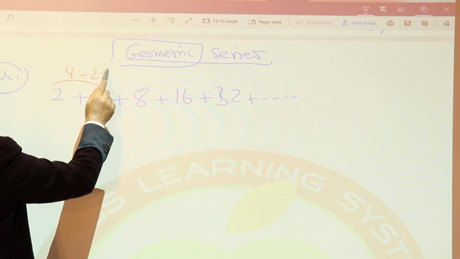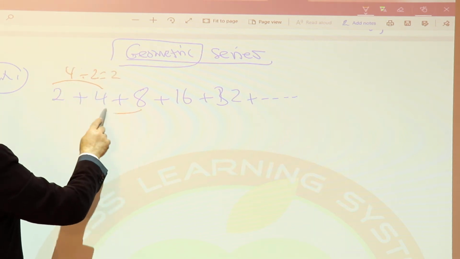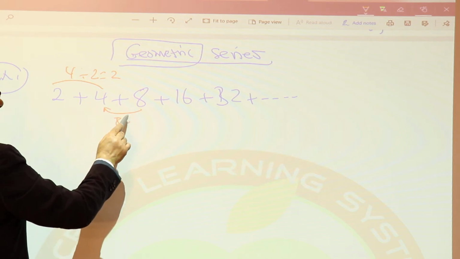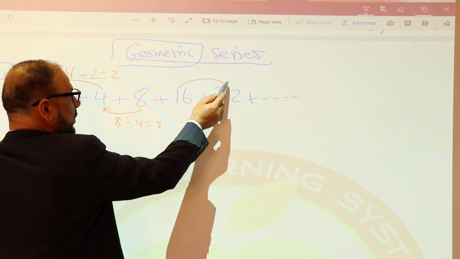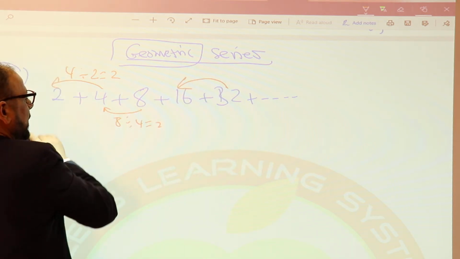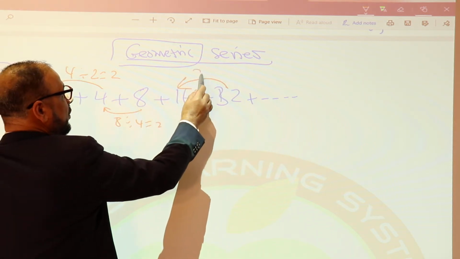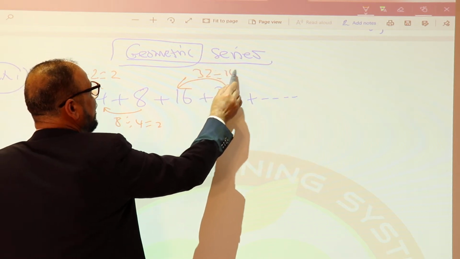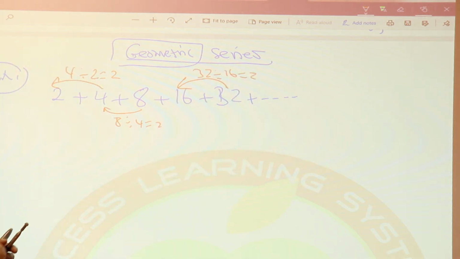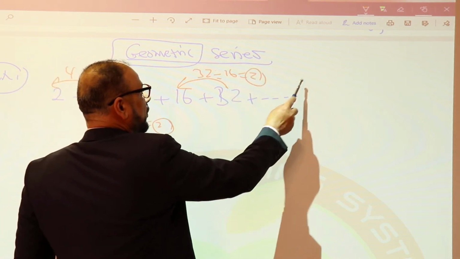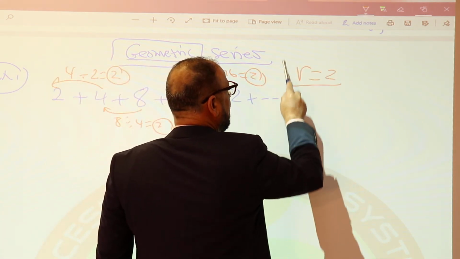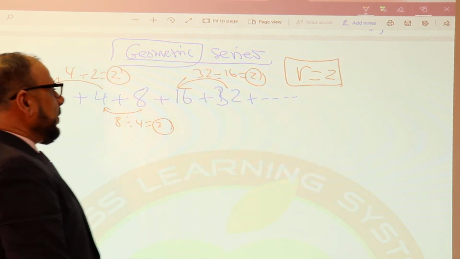4 divided by 2 is 2. 8 divided by 4 is 2. 32 divided by 16 is 2. When we have the same ratio, we call this a geometric sequence. The number here, 2, we call R.